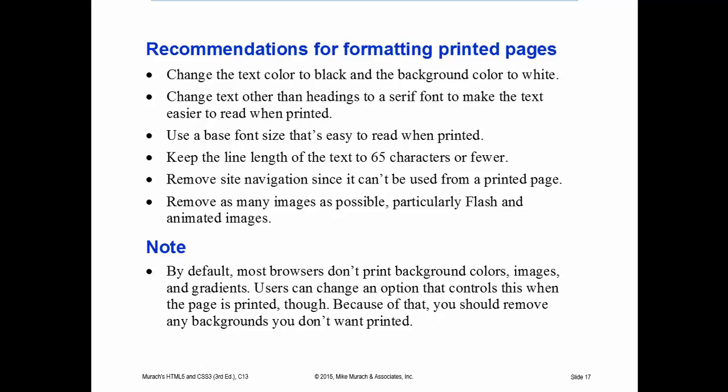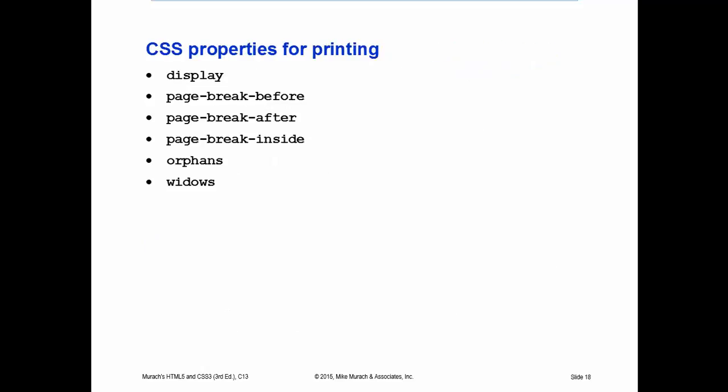All right, by default, most browsers don't print background colors, images, and gradients. Users can change that option if necessary. All right. Some of the CSS properties for printing shown here in the chart on the middle of page 465. You've got display, which determines how an element is displayed. Block, inline, none. Page break before, which determines when a page break is allowed before an element's box. Page break after, which determines when a page break is allowed after an element's box. Page break inside, which determines when a page break is allowed within the box.